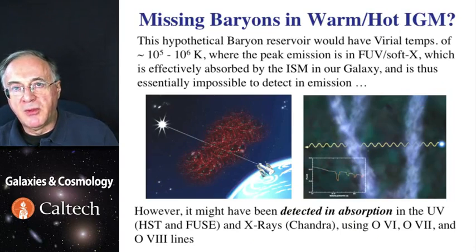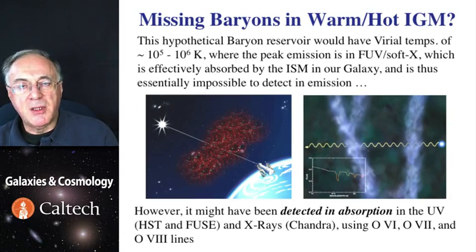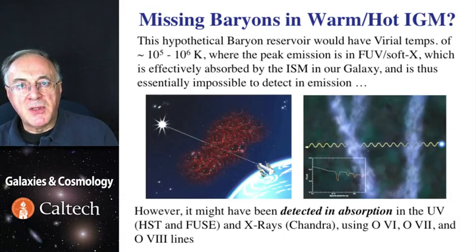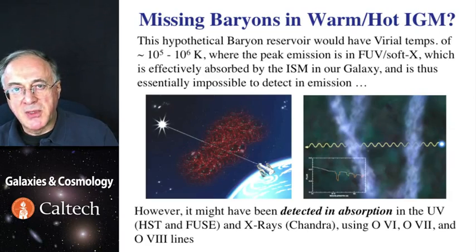most of the baryons are in the form of this hot but not too hot gas, which emits radiation that's effectively absorbed by the interstellar medium in our galaxy. But we can detect it in absorption because of its physical state. Absorption lines of elements like oxygen, that are ionized multiple times, should be present. And from the atomic physics, we can figure out, if we observe some of these lines and their strengths and ratios, what is the temperature and the density or column density of the intervening gas.